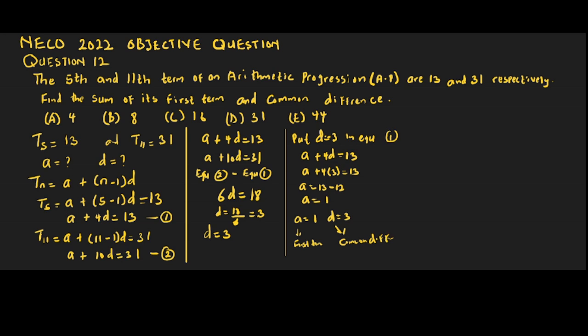Now, what the question asks us to calculate is the sum of the first term and common difference. That is, the question wants us to do A plus D. Then from here we have that our A is 1 plus our D, which is 3. So by the time we add 1 plus 3, we are going to have 4. That means the correct option here is option A.